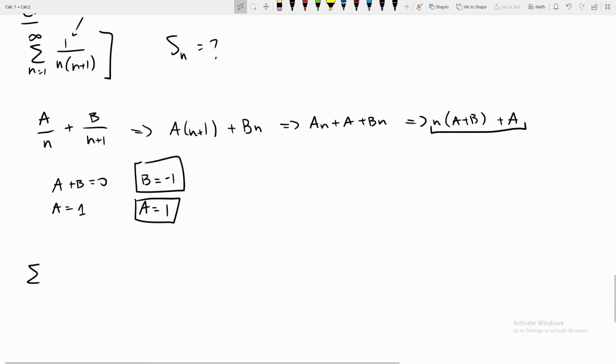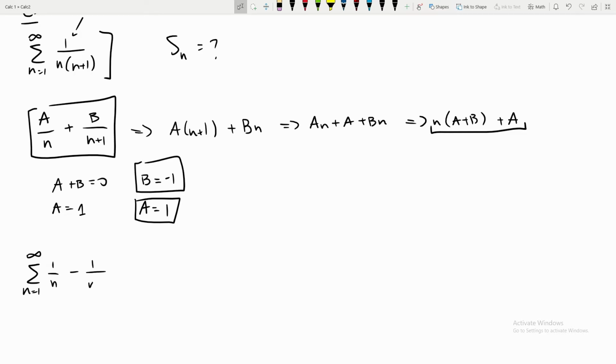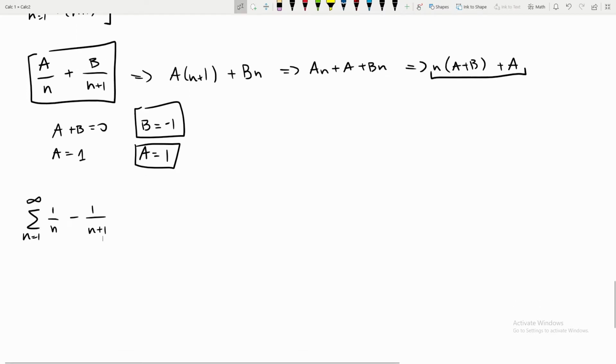So we're going to be given that it is the series sum from n equals 1 to infinity of, we said it was this that we were going to substitute in. So a is equal to 1, so it's going to be 1 over n, and then we're going to subtract away 1 over n plus 1. Now you can see how we have these two sets of terms that are going to basically cancel out. So now let's go on to find what S of n is.